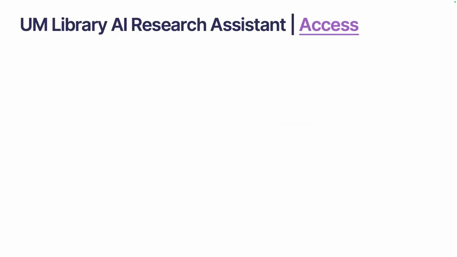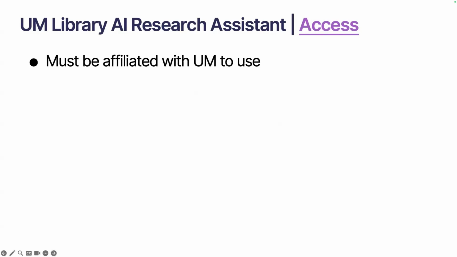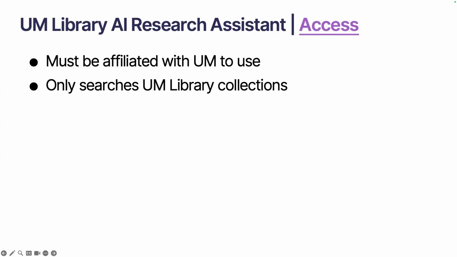So last year, the U of M launched its AI research assistant. I have no idea how many of you are aware of it. It's available via the library homepage, but you have to be affiliated with the U of M to use it, and you have to authenticate to use it. So it uses RAG technology, but it only searches the U of M library collection.